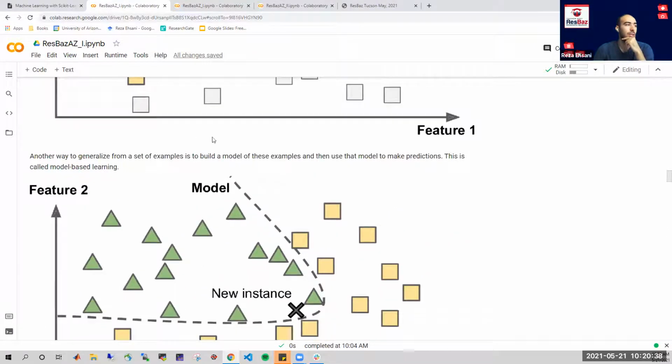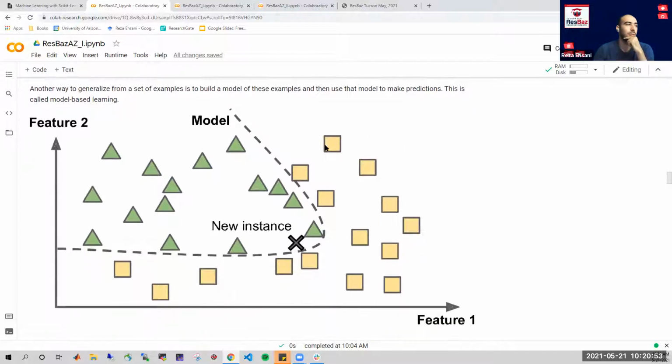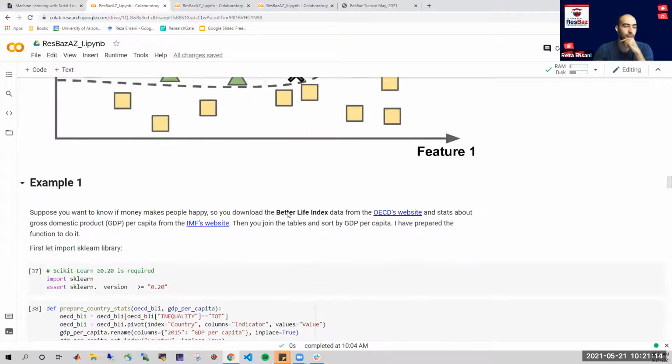Another way to generalize is to learn a relationship or build a model from the examples provided to the machine learning algorithm, and then use that model to make predictions. This is called model-based learning. Here, again, in the example of triangles and squares, you can see that the model has learned this line which separates the triangles and squares. When we introduce a new instance, based on the location of that instance, the model can tell you whether this is a triangle or a square.